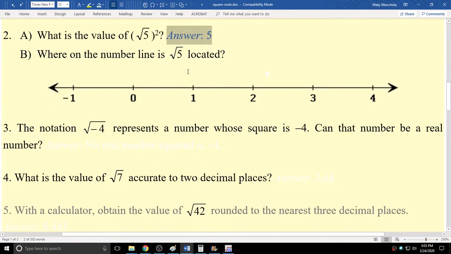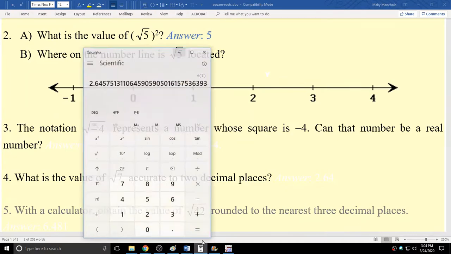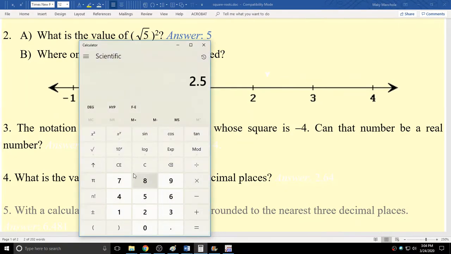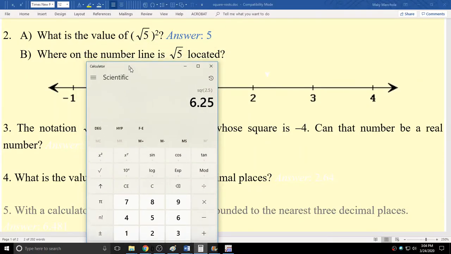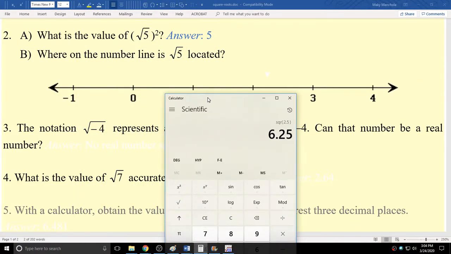Where on the number line is square root of 5 located? Well, 2 squared is 4, so it's not located there because 2 squared is 4, not 5. It's not right there at 3 because when you square 3, you get 9. So whatever number we are looking for, square root of 5 has to be a number between 2 and 3. So question, could it be 2.5? Well, let's see. 2.5 to the second power is 6.25, which is too high.